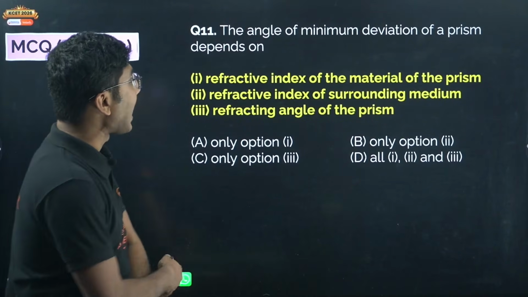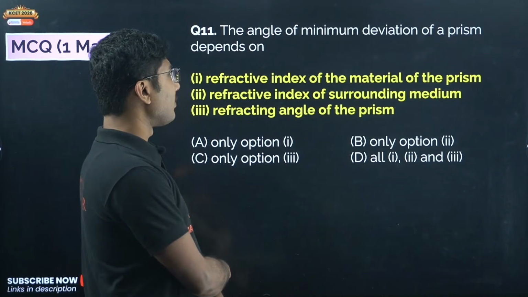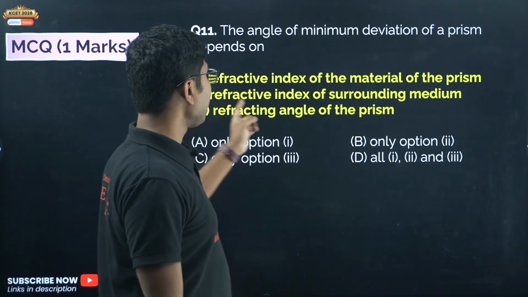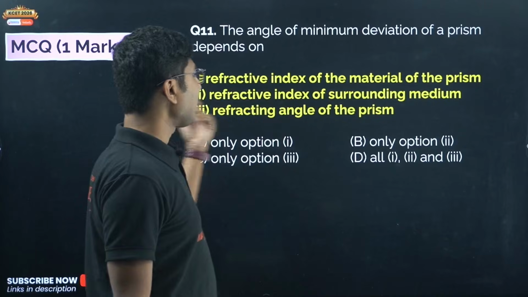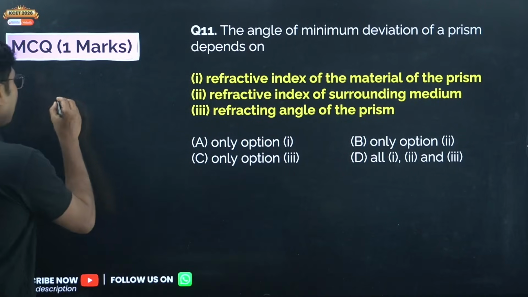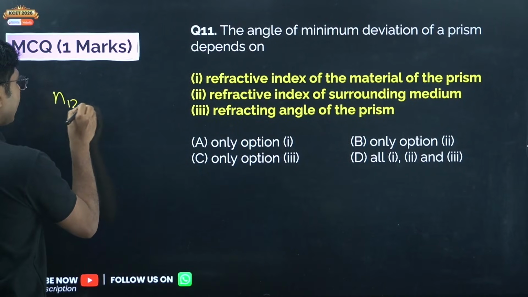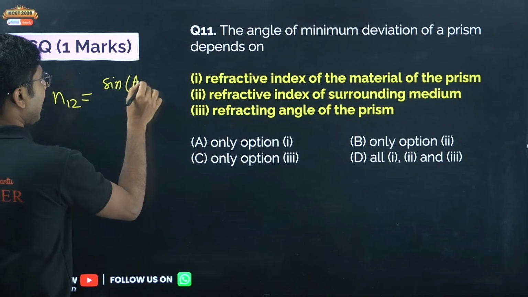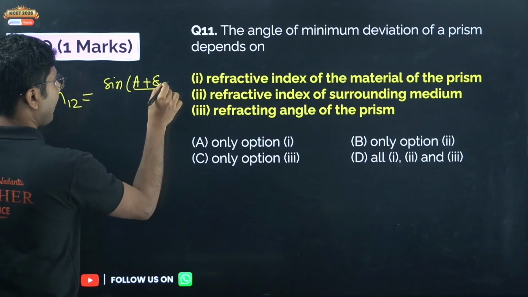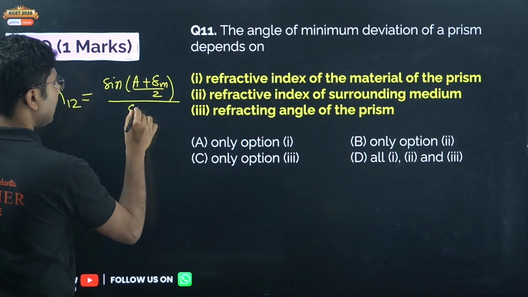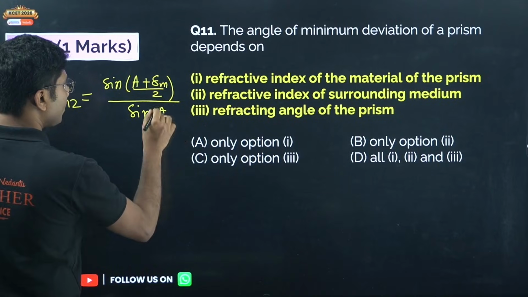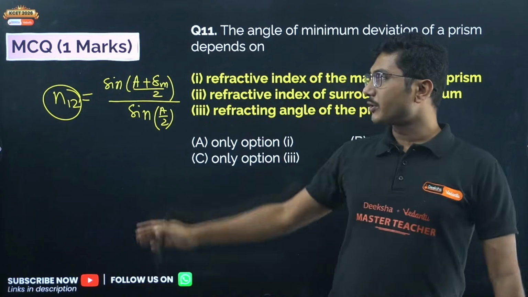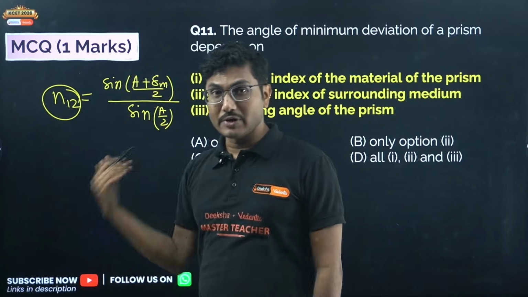Now next question. The angle of minimum deviation of a prism depends on the refractive index of the material of the prism, the refractive index of the surrounding medium, and the refracting angle of the prism. If you remember, the refractive index with respect to the surrounding is given by sine of (A plus delta m) by 2 divided by sine of A by 2. So it depends on the refractive index of the material of the prism and the refractive index of the surrounding of the prism, because it is a relative refractive index.